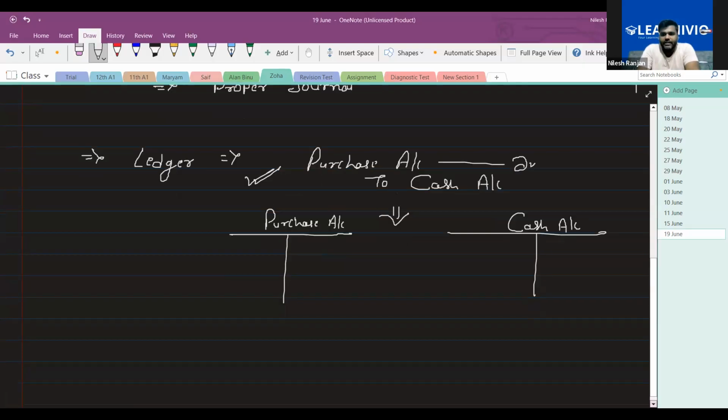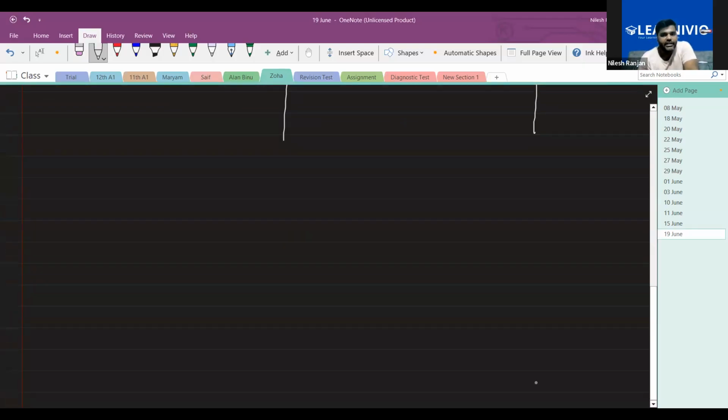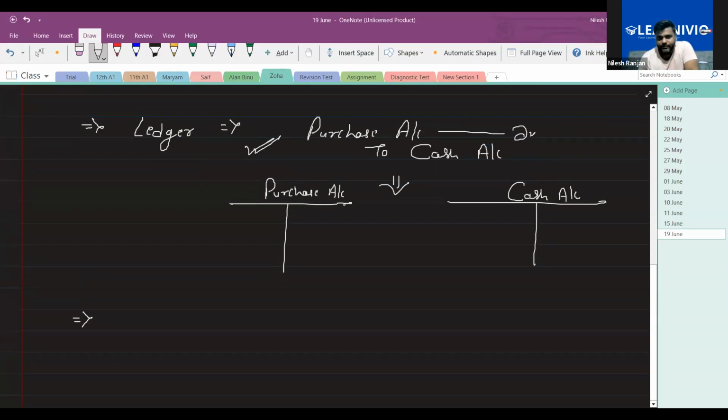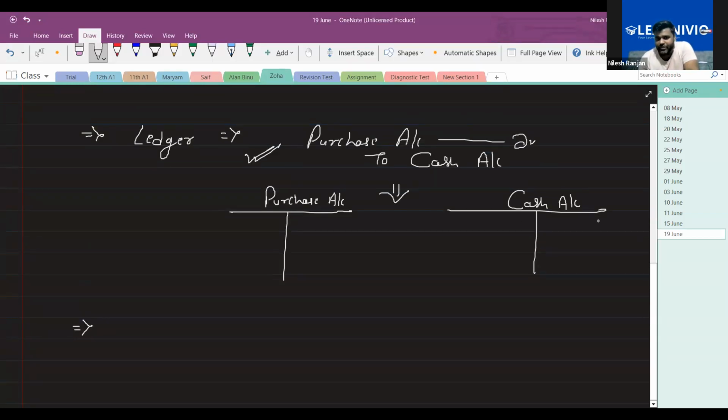So that is why it is related to journal. It is called subdivision of journal. Like, purchase account debit to cash account, I have written here. So it will go to purchase and cash account, but in this subsidiary book, it will go to cash book only, not purchase book.